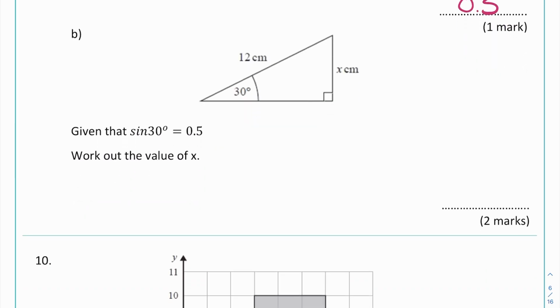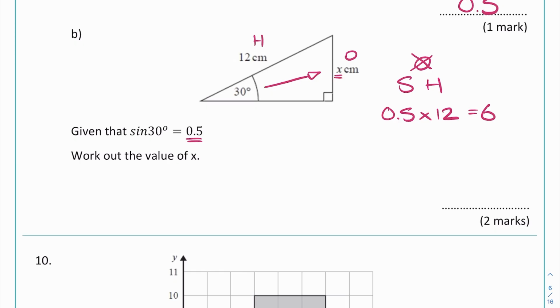Given that sine 30 is 0.5, work out the value of x. Whenever we're doing these, you don't have to be given the 0.5, although 0.5 is a nice one, and we'll see why. In this question, we're dealing with the opposite and the hypotenuse, so we'll be using sine. When we're looking for the opposite, it's sine multiplied by the hypotenuse. So sine 30, it's told us is 0.5, so it's 0.5 multiplied by 12. Hopefully you know that 0.5 times 12 just halves the answer. So the answer to that is 6 centimetres.